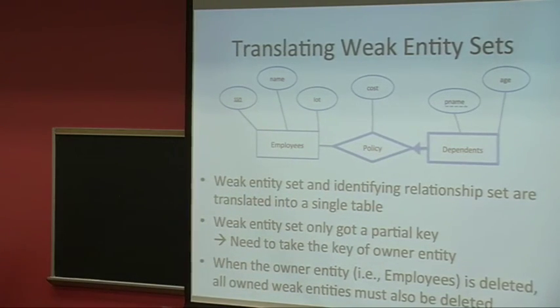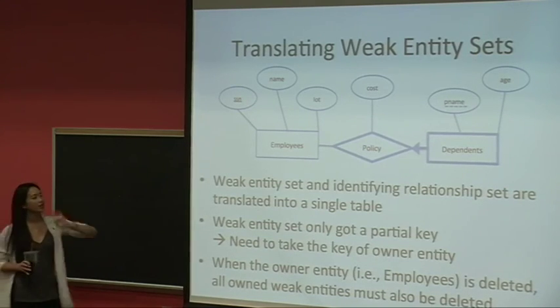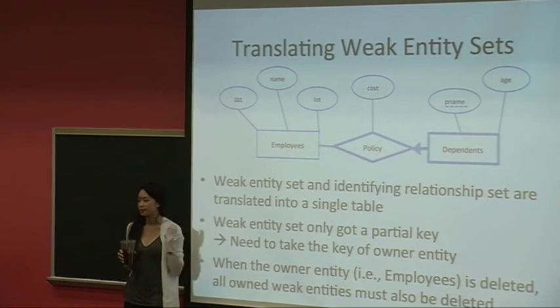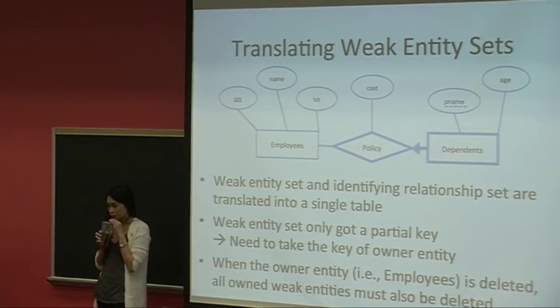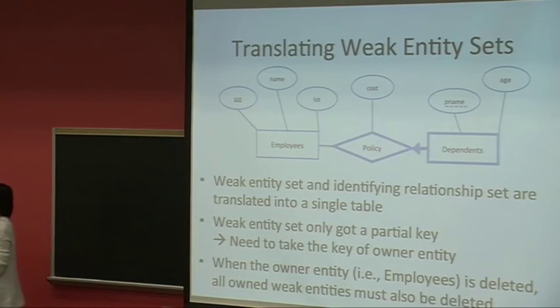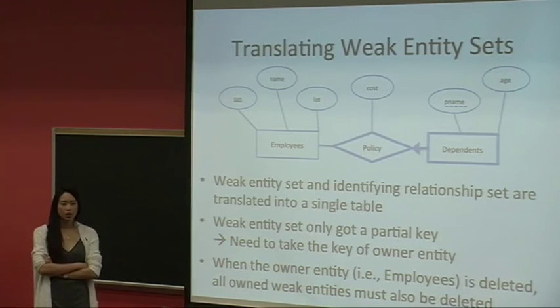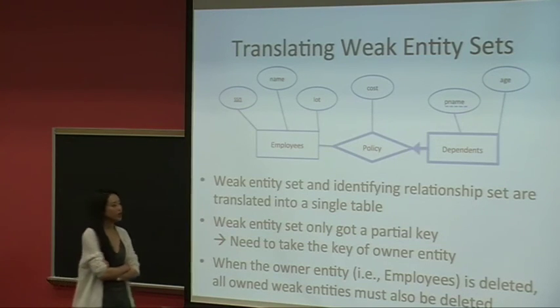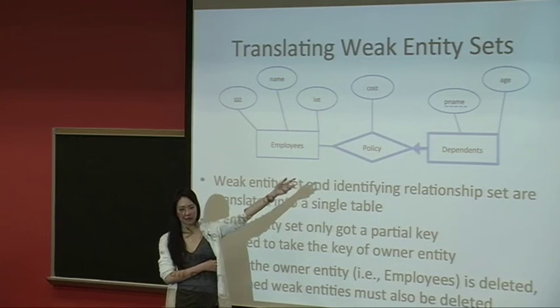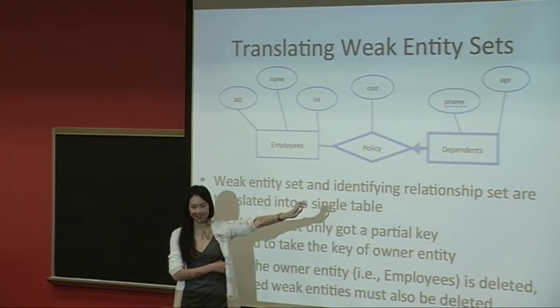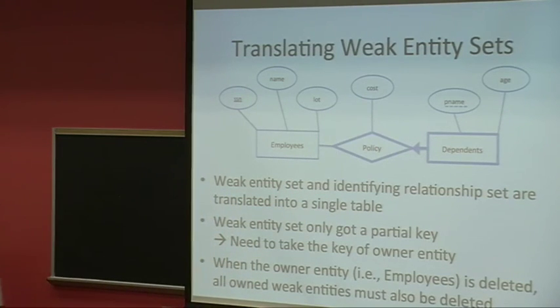Can anyone answer why we only need the same table instead of having an employee table, a policy table, and a dependent table? Well, a dependent does not have its own primary key, so it has to identify itself with the main entity, so the relationship should be identified with the same table as the primary. The relationship should contain the identifying owner as well as the partial key. So you can't only have a dependent table there, can you? No.